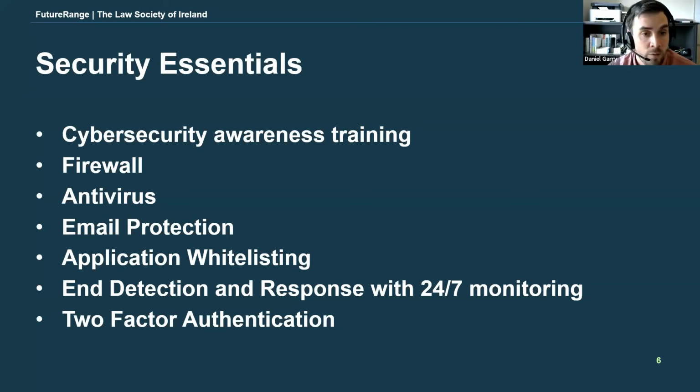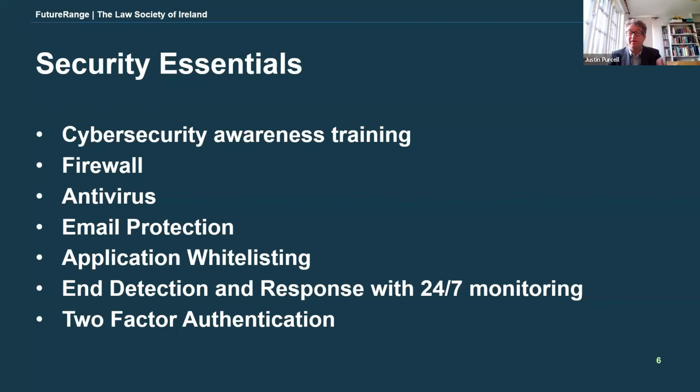So even with the likes of the HSE and stuff like that, it's all about time. They were in there for months without anyone noticing it. And the main thing here is time. So you know they're in the network and you get them out. Monitoring is key, and as I said, it's going to become a mandatory step with insurance companies. And two-factor authentication.